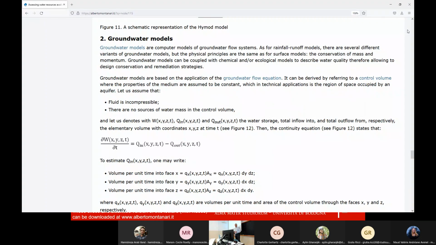What are we going to talk about today? It's groundwater models, and I want to give you just a brief introduction to the context. We are discussing deductive methods for assessing water resources availability. And if you remember, when we discussed the inductive methods, we talked about time series analysis, basically flow duration curves. And for groundwater, we just made a brief introduction.